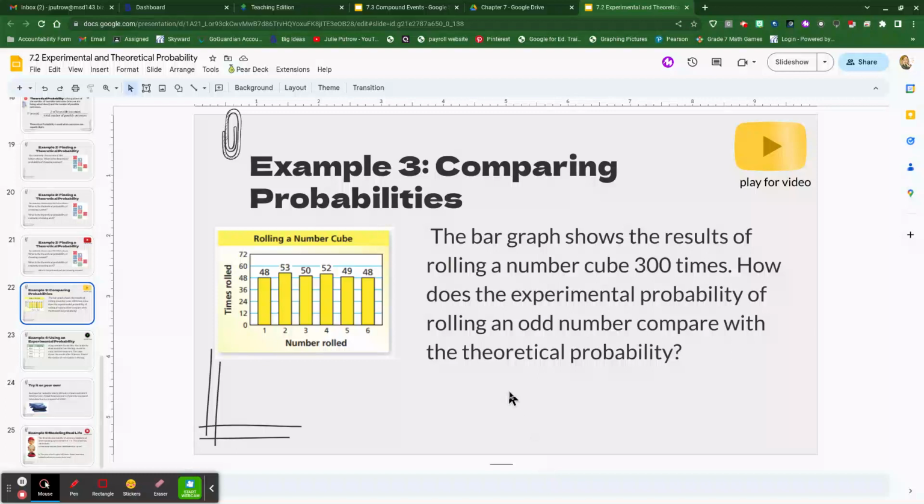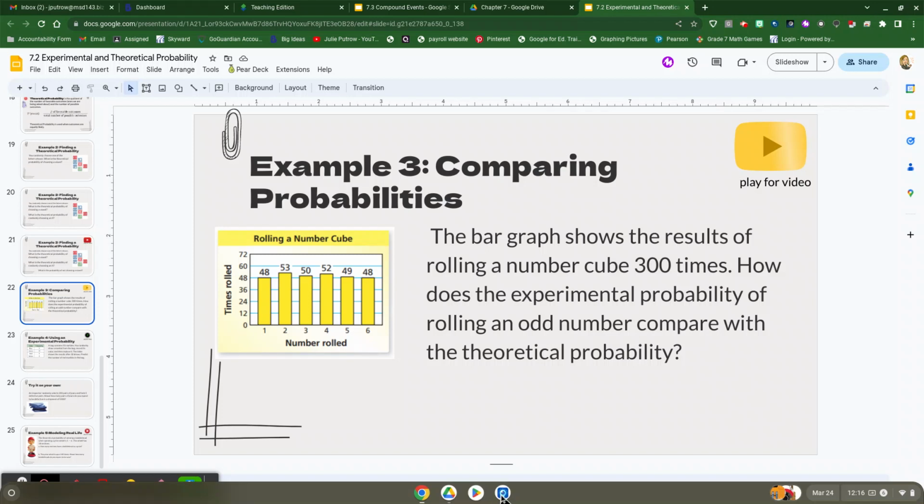For example 3, they're asking us to compare theoretical probability with actual experimental probability. So it's telling us here that the bar graph shows the results of rolling a number cube 300 times. How does the experimental probability of rolling an odd number compare with the theoretical probability? What should happen? So it's what actually happens versus what should happen.